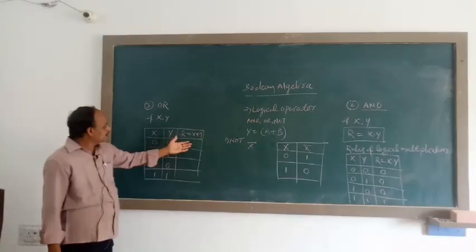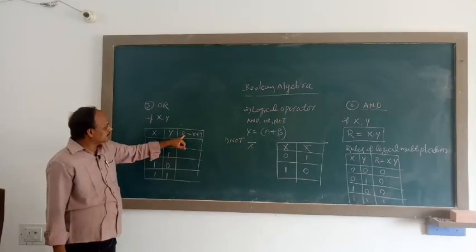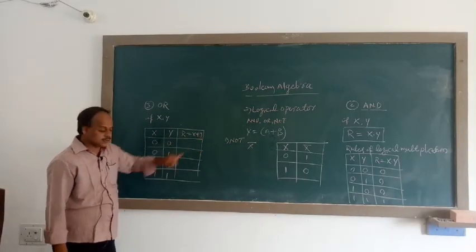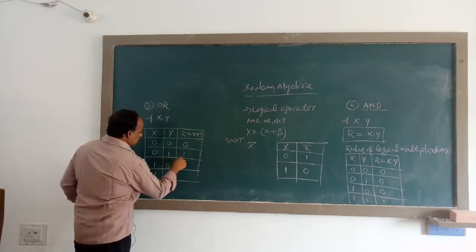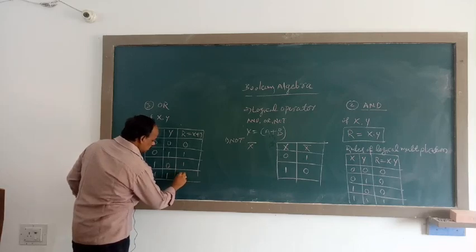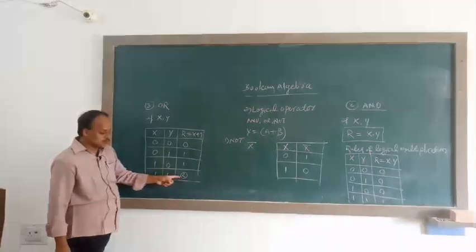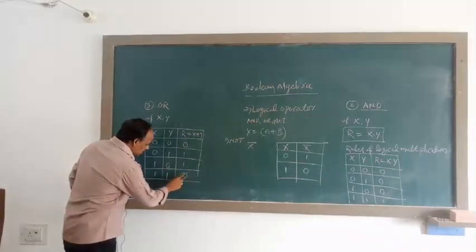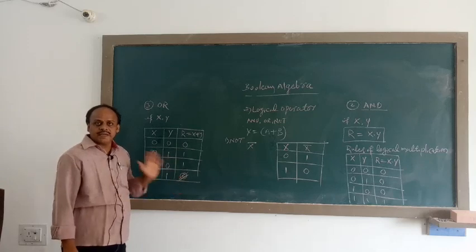So what will be the resultant value here? See here, the resultant expression R is equal to x plus y. So 0 plus 0 is 0, 0 plus 1 is 1, 1 plus 0 is 1, 1 plus 1 is 2. See here, 1 plus 1, 2. No, this is wrong, because we are discussing Boolean algebra.